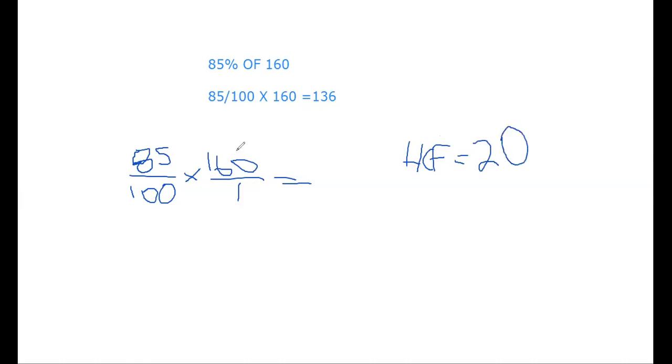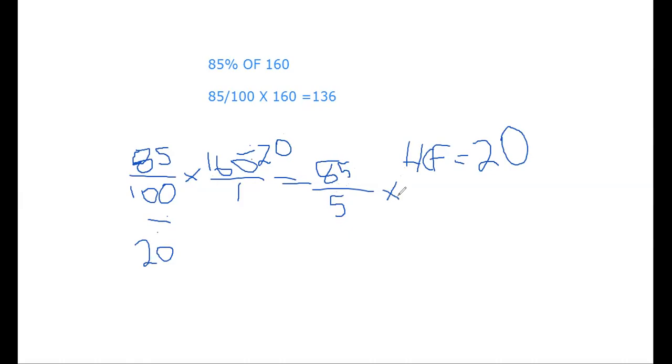So we'll divide both these numbers by their highest common factor, which is 20. So 100 divided by 20. Right. So now let's write our new clean simplified fraction. 85 didn't change. You still remember, right? It didn't change. So there goes our 85 over 5, because 100 divided by 20 equals 5.